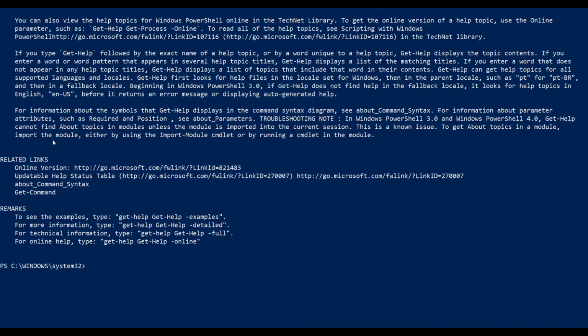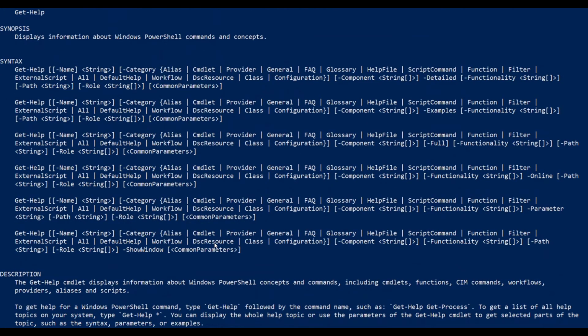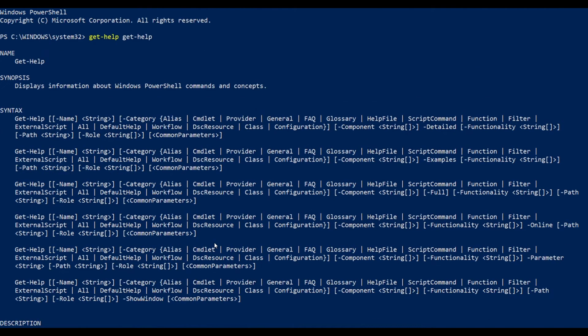If you want to see the cmdlet examples, you need to issue Get-Help with the hyphen examples parameter for that specific cmdlet. If you want to see more information, you need to use the hyphen detailed parameter. And if you want technical information, then you need to use the hyphen full parameter. I'll show you all of these options and explain in an easy way to understand it.